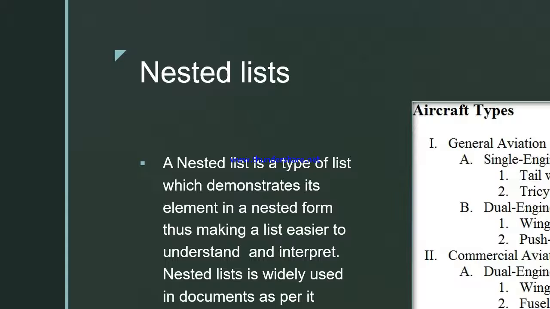Now, for example, in the figure given, under general aviation come the single aircraft engines, and then the single engine aircraft has a tail wheel and a tricycle. The dual engine aircraft consists of wing mounted engines, push pull mounted engines, and the commercial aviation under the dual engine comes the wing mounted engines and the fuselage mounted engines. And the tri engines, the third engine in a vertical stabilizer and the third engine in the fuselage.